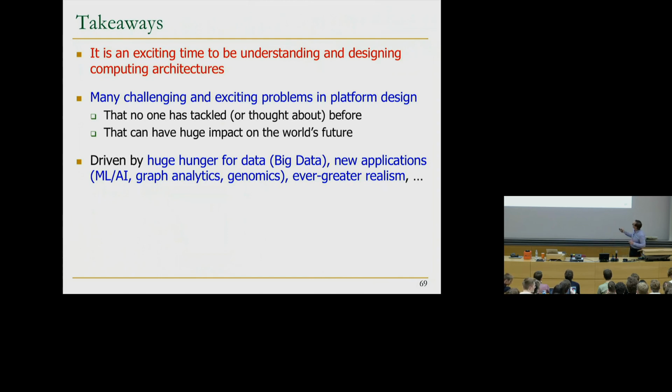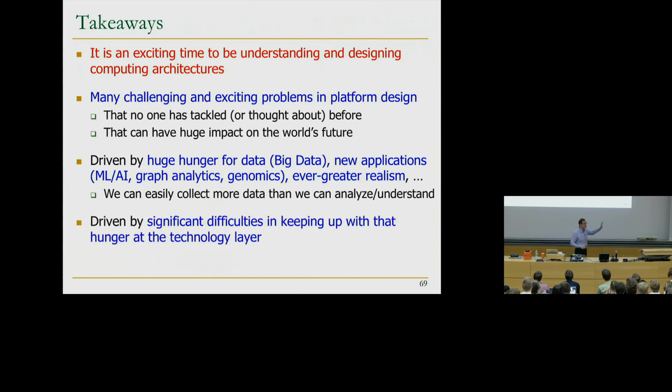As humans, we always have a huge hunger for things. Data is something that we're hungry for. New applications that enable many, many good things, as well as many, many bad things. But we're hungry for that. And even ever greater realism, we're hungry for that also. Basically, today we can easily collect more data than we can understand and analyze. And this is part of the driving factor. These are the applications, the high level. But the low level is also a driving factor.